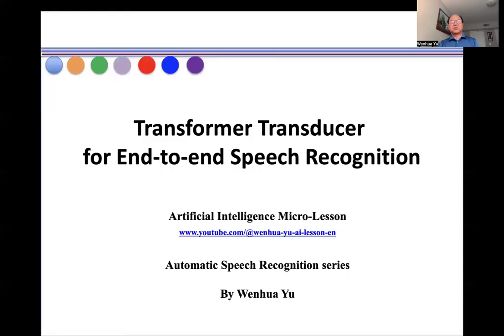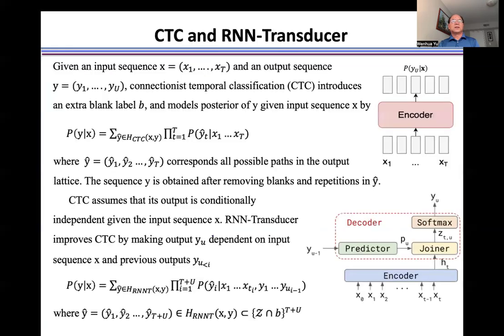In this video, I introduce a transformer transducer for end-to-end speech recognition. Given an input sequence X and output sequence Y, connectionist temporal classification (CTC) introduces an additional blank label B, and models the posterior of Y given input sequence X through this formulation, where Y hat corresponds to all possible paths in the output lattice. The sequence Y is obtained after removing blanks and repetitions in Y hat.